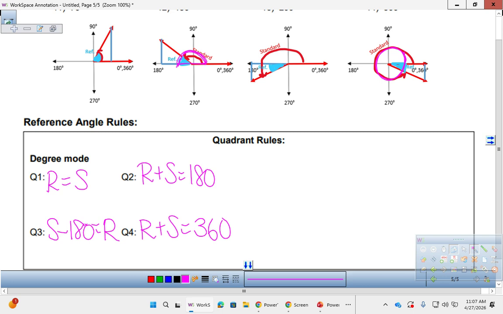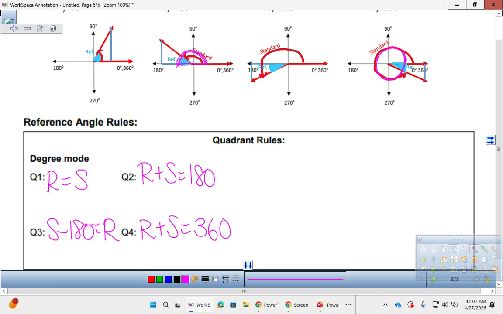We could rework any of the rules that I just did. We could solve them for R and make them like reference angle equals, standard angle equals, right? We could rework them if we wanted to, but this is like the general rules. I'm only going to use these rules if I'm a person who doesn't see the triangle, right? If you can see the triangle, you don't have to memorize rules. If you can't see the triangle, then the rules work every time too. We okay with that? All right.